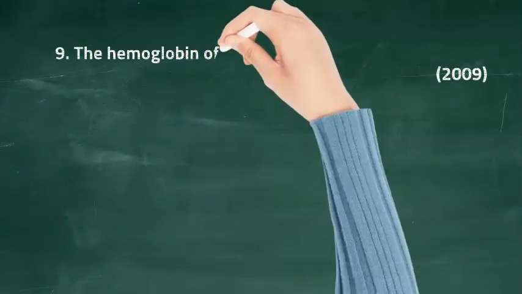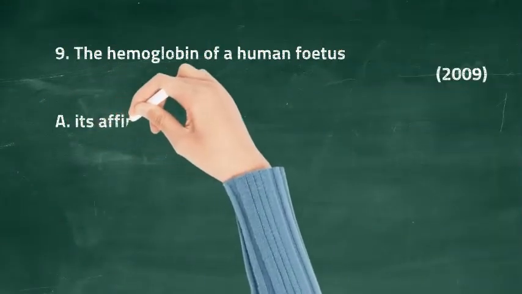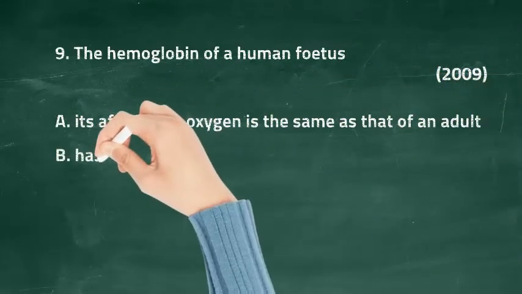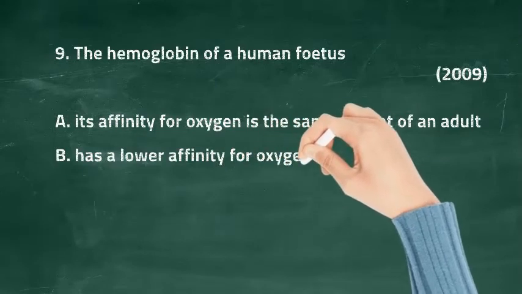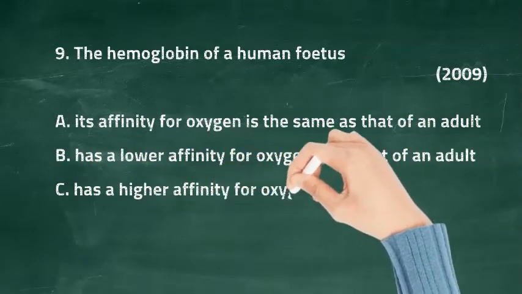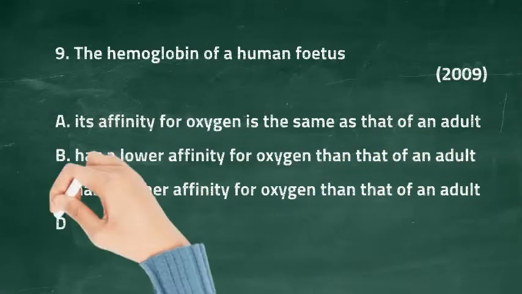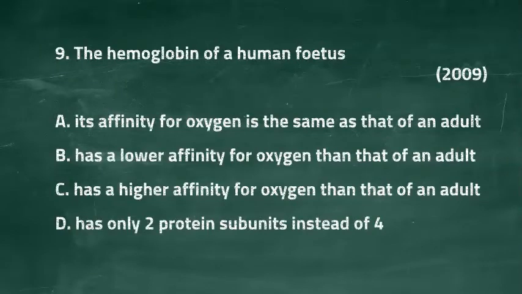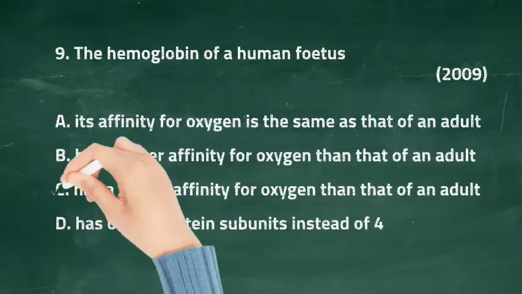Question 9. The hemoglobin of a human fetus: option A, its affinity for oxygen is the same as that of an adult. Option B has a lower affinity for oxygen than that of an adult. Option C has a higher affinity for oxygen than that of an adult. And option D has only 2 protein subunits instead of 4. The right answer is option C, has a higher affinity for oxygen than that of an adult.